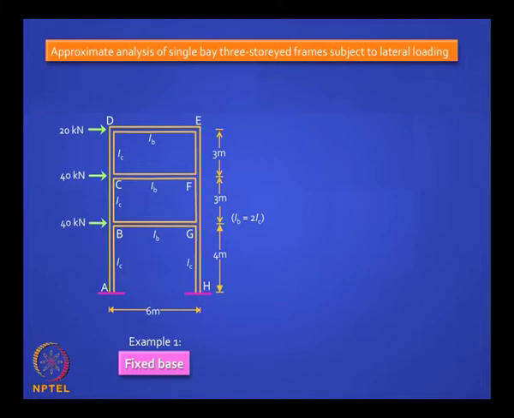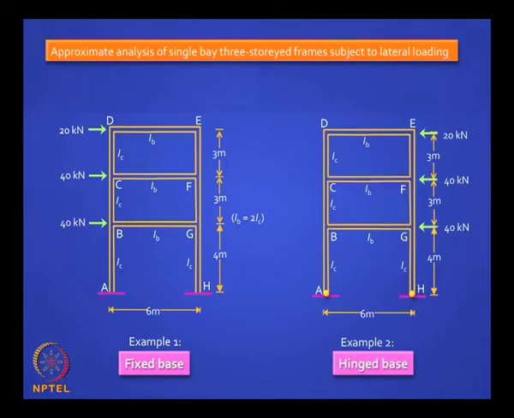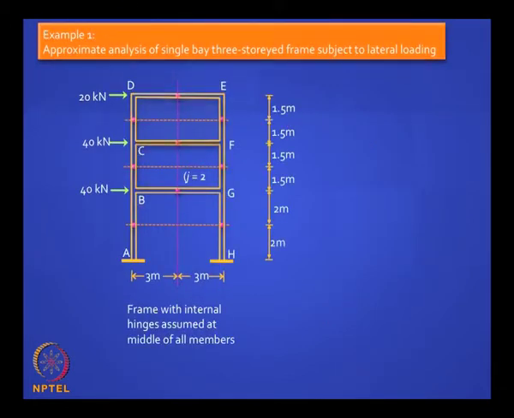Now we will do two examples. First we will assume the base to be fixed at the bottom A and H, and the second example we will assume it to be hinged, and just to get you off the feeling that loads always act from left to right, we will reverse the loads and see how you draw the bending moment diagram. Okay, now take a look at this frame.